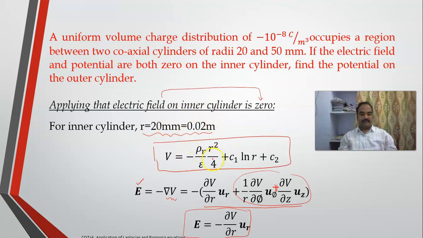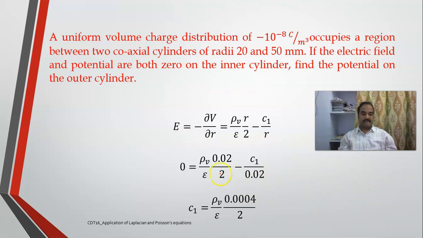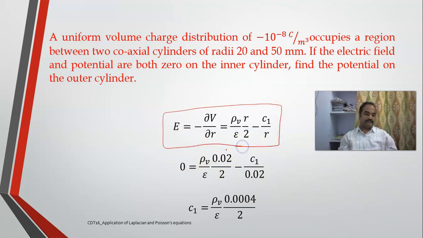So what will I be getting here? E bar is equal to, if I differentiate with respect to r, this is constant, and r square gives 2r, plus c1 becomes 1 by r, plus 0, into u r bar. Let us consider only the magnitude now. E is equal to minus rho v by 2 epsilon r plus c1 by r. This is my expression for the magnitude of electric field intensity.